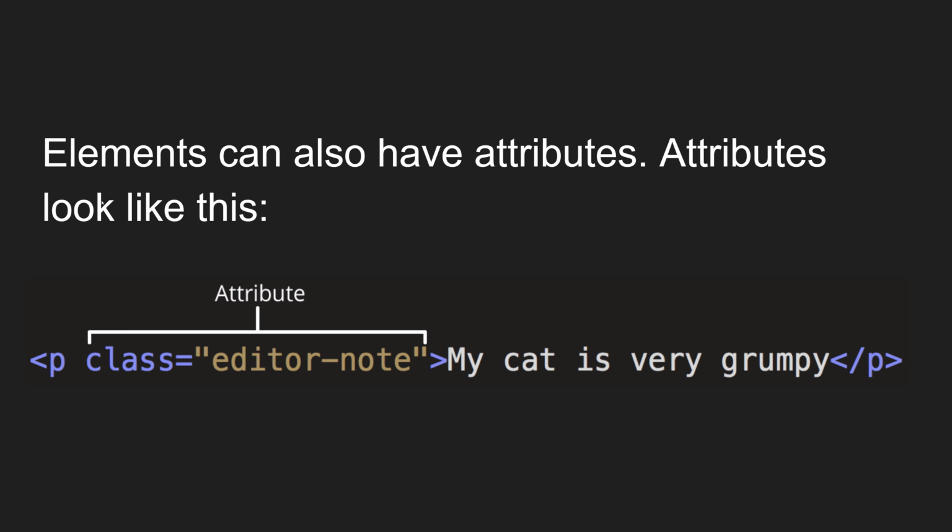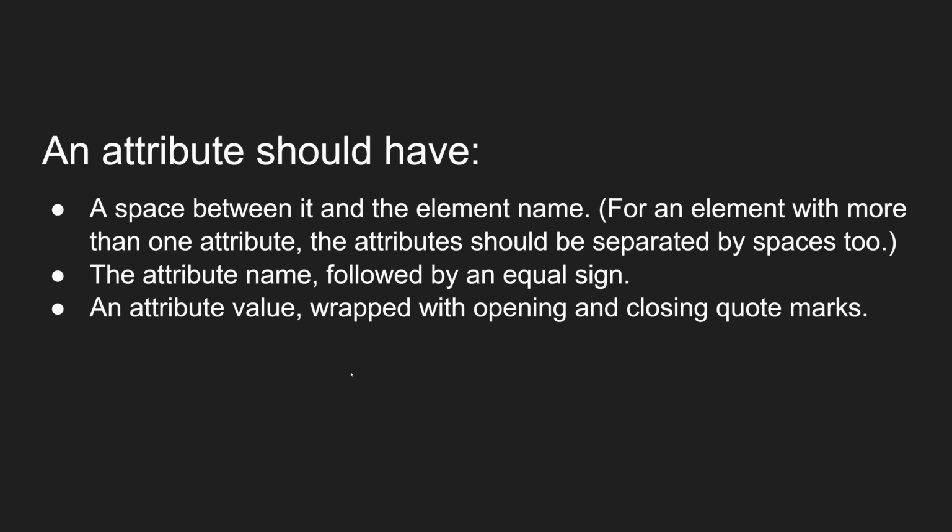Now this is an attribute. Class is called the attribute name and this one is called the attribute value. The attribute name and the attribute value should be divided with an equal sign, and the attribute value should be in double quotes or single quotes. So this is all about the attribute.